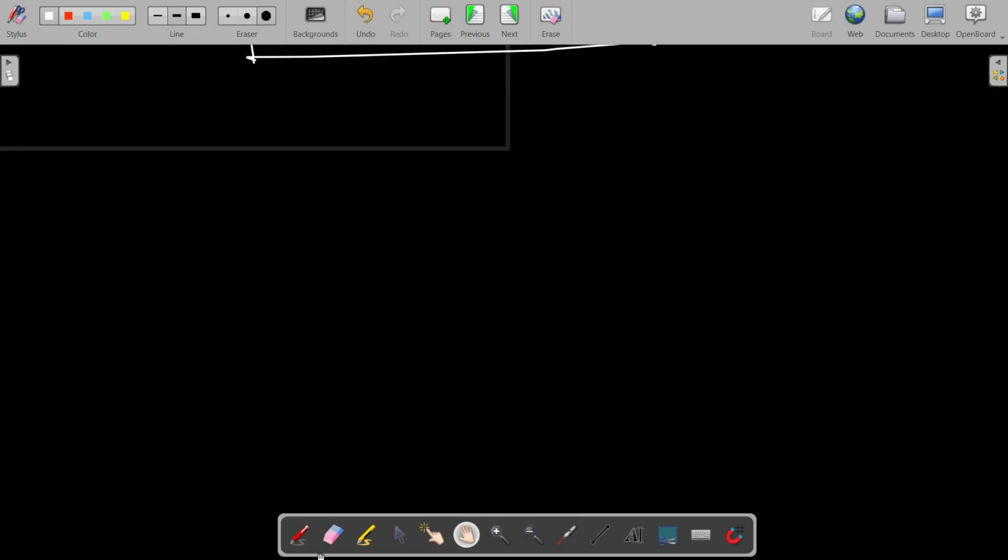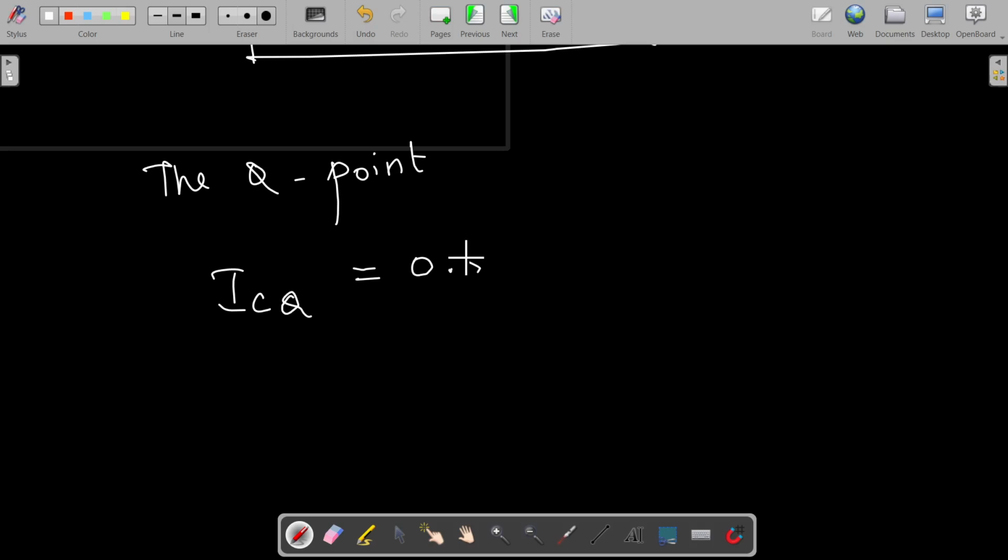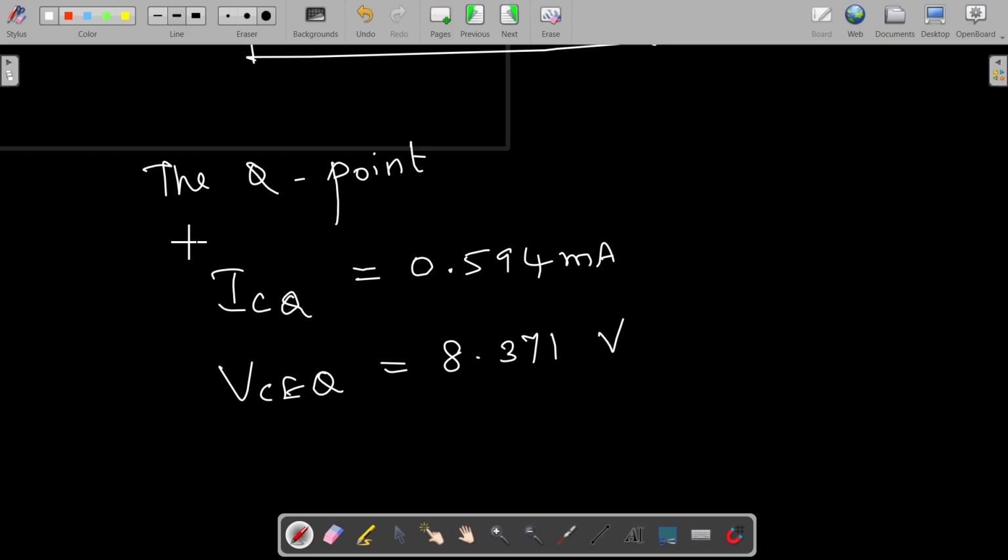So to get the operating points, the Q points is therefore found out as ICQ. You have to rewrite this as ICQ, that is 0.594 milliamps, and this VCEQ, that is equal to 8.371 volts. So we got the answer. Okay, hope you have understood.